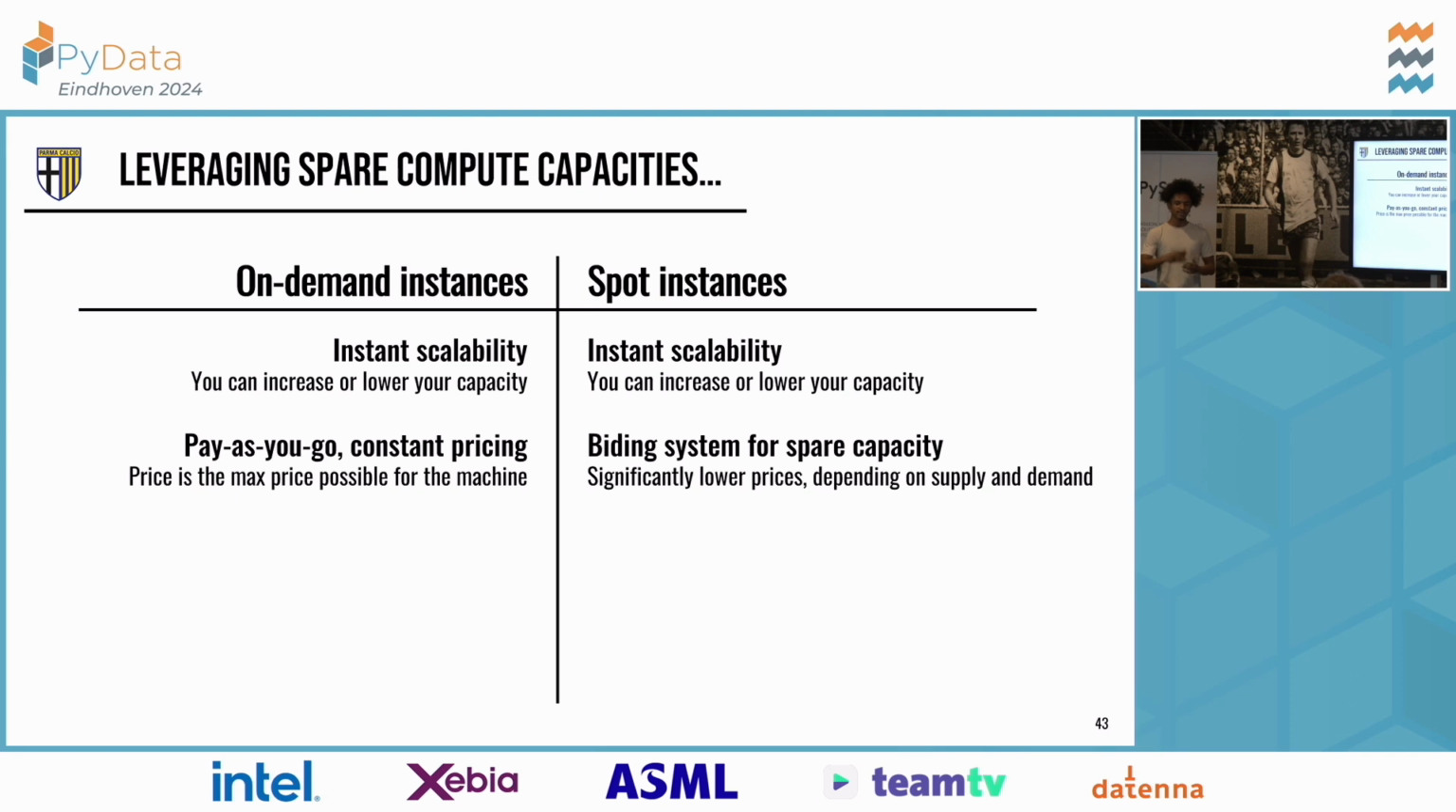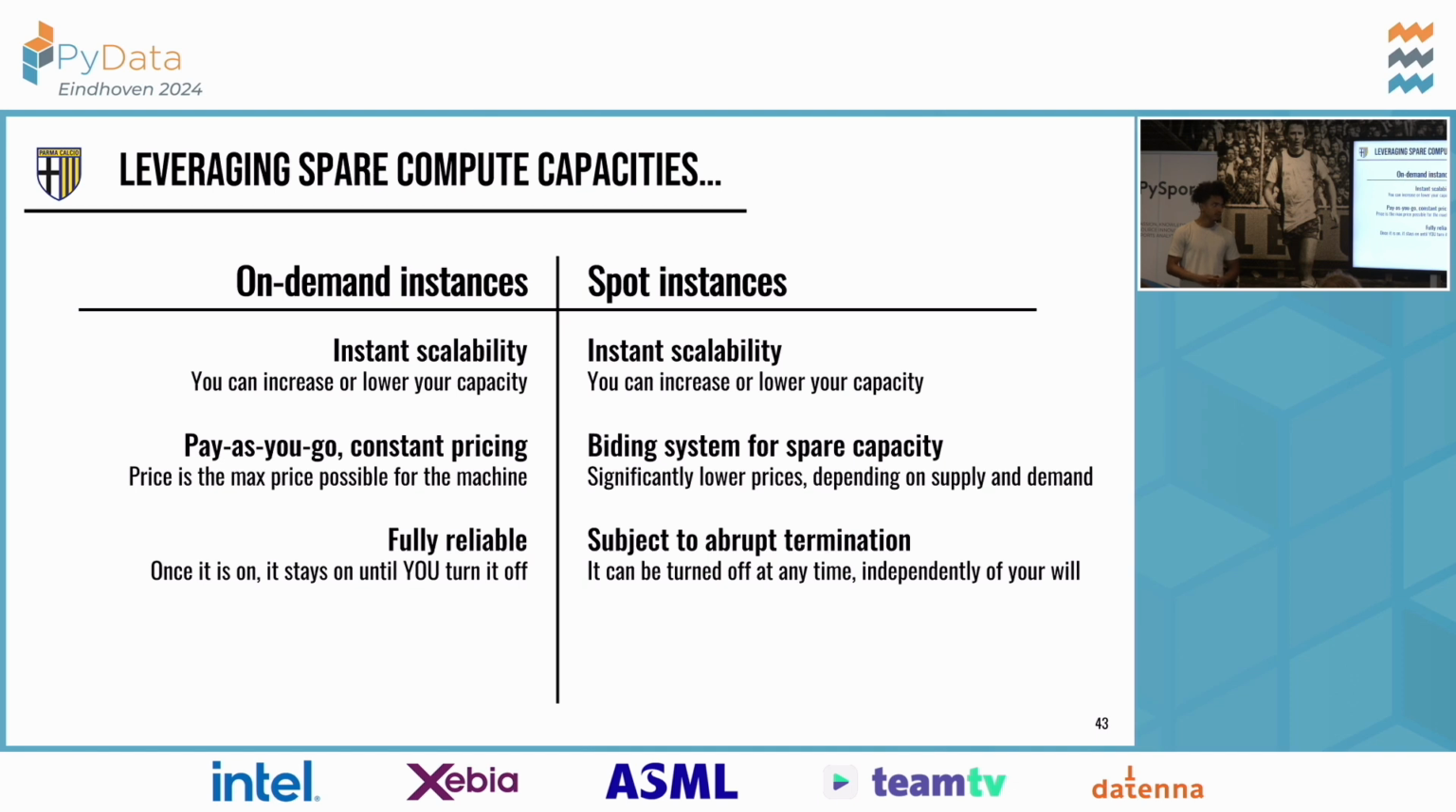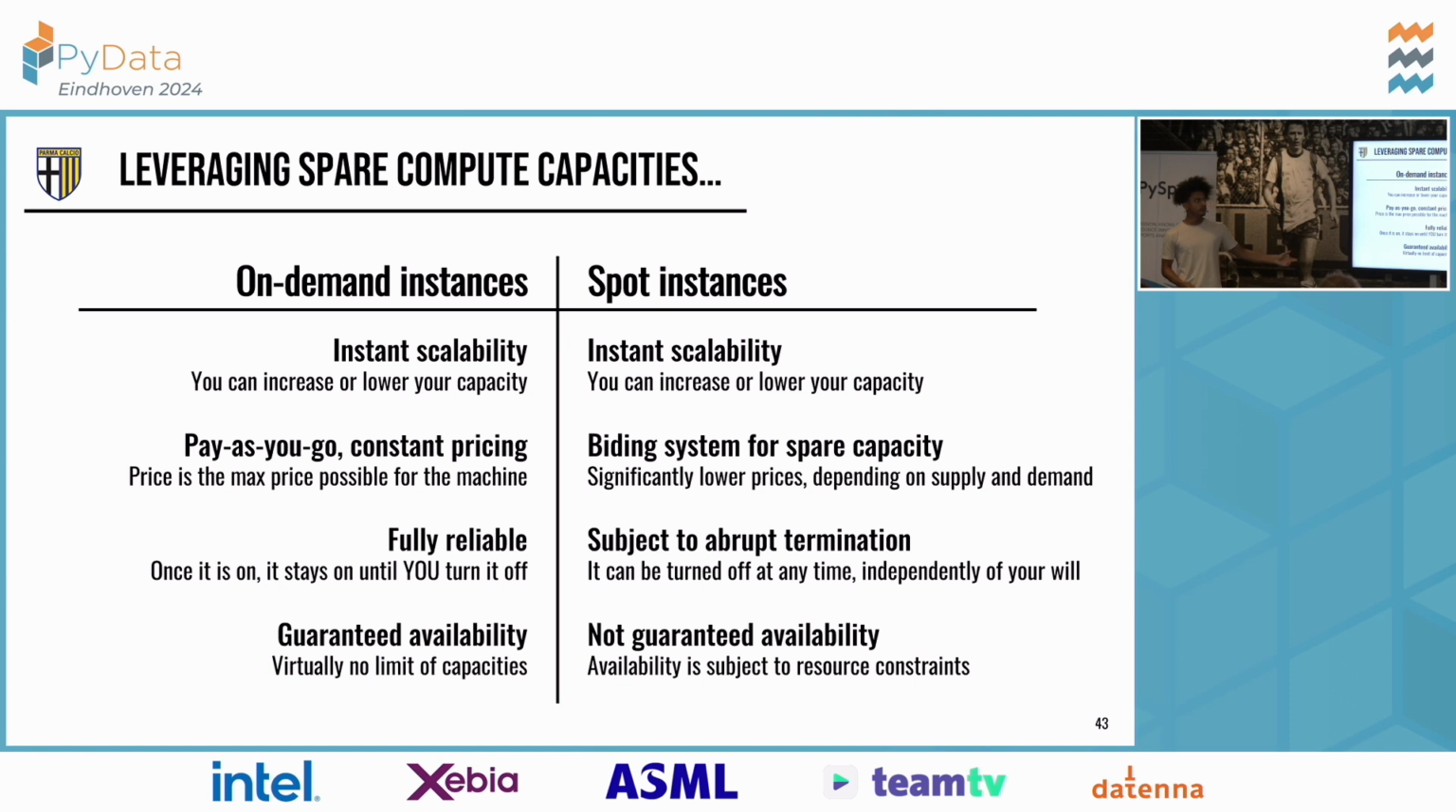And you have to bid a price. If your bidding price is lower than the market price, you don't get any machine. If it's higher than the market price, you get a machine. In terms of reliability, on-demand instances are fully reliable, and it's not the case for spot instances, meaning that they can be turned off at any time, independently of your will. So you've got to be prepared for it if you want to use them. And the availability is guaranteed for on-demand. It's not for spot instances, meaning that if your bidding price is too low, you don't get any machine.